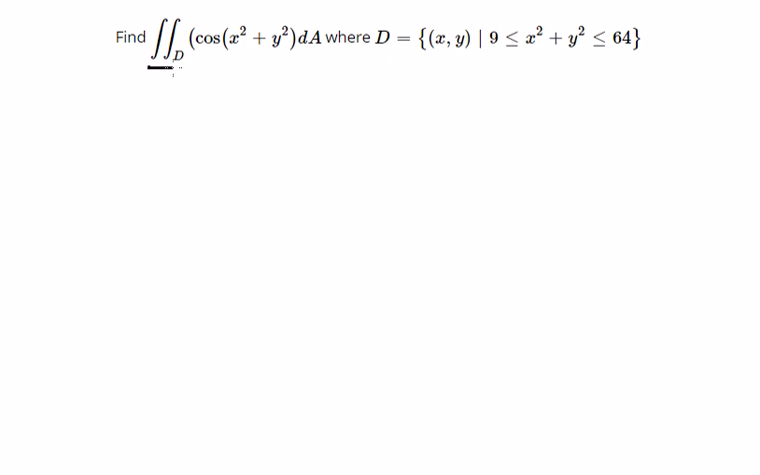We have the double integral of cosine of x squared plus y squared dA. So we have the boundaries in here. Now I will show you the technique. If we look carefully at these boundaries, this is about the circle, and we know that this is about the radius. So we need to wrap.